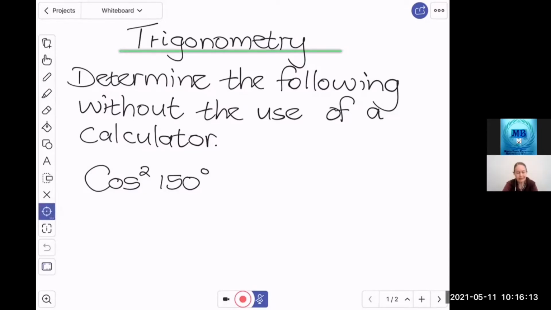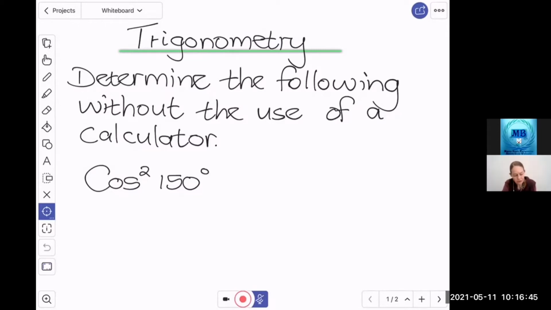Now, there are a few things we have to take note of. First, we have 150 degrees, which means we are working in the second quadrant. According to what we have learned, in the second quadrant you work with 180 degrees minus theta, the angle we will eventually determine here.